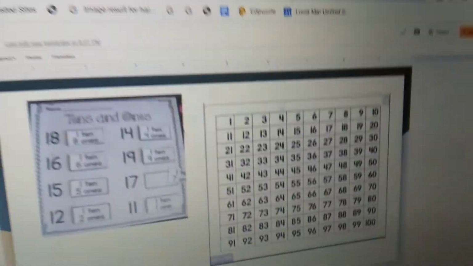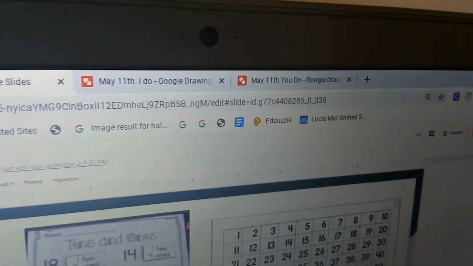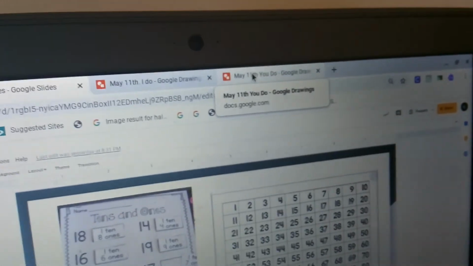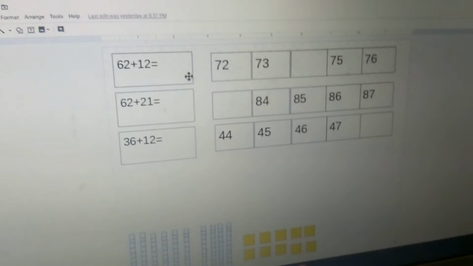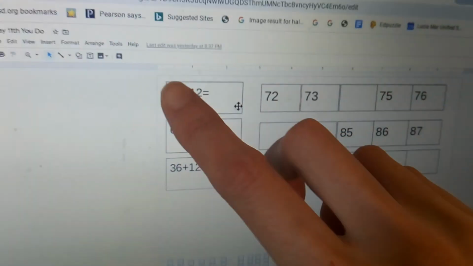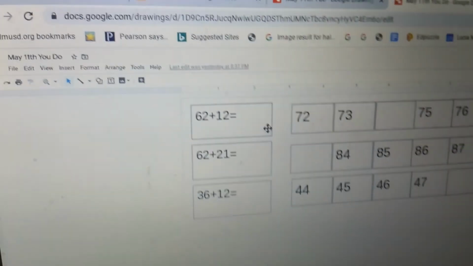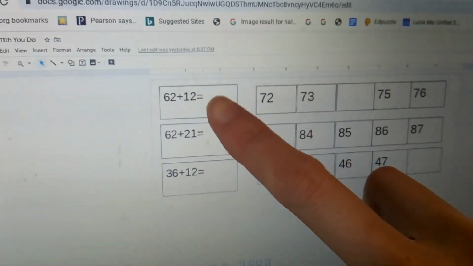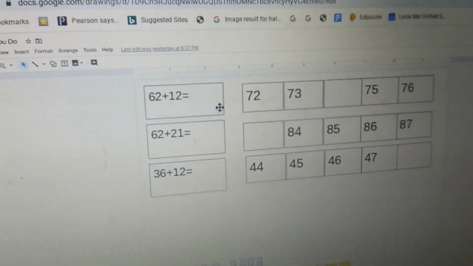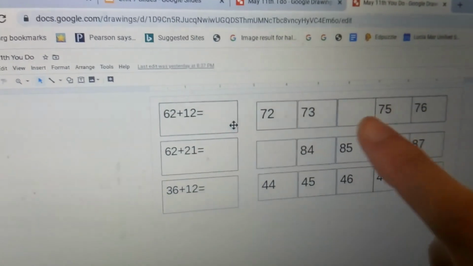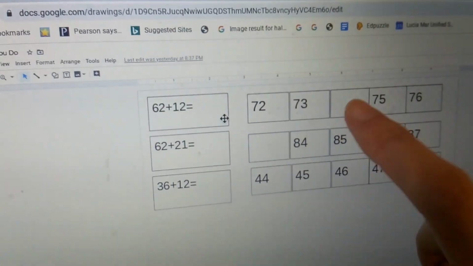So now your job is to do the following. You're going to go into your Google Classroom, and go to the May 11th You Do and click on it. And here's your job. Once again, on your own, you are going to build both numbers using our 10 sticks and ones units. Then you're going to count the total tens and ones. Finally, you're going to type in your sum, and using your knowledge of place value, meaning you know that the tens are going to stay the same, but the ones are going to go up by 1, you are going to fill in the blank on your number line.